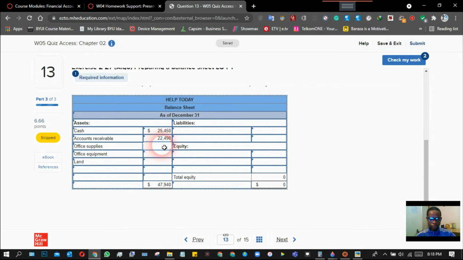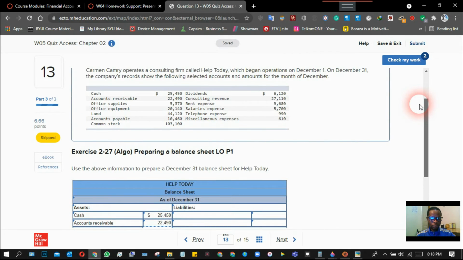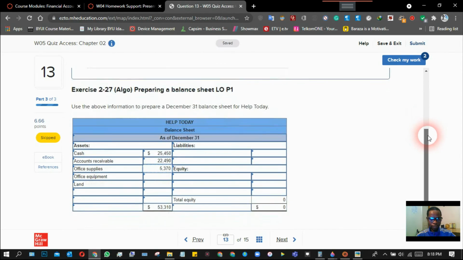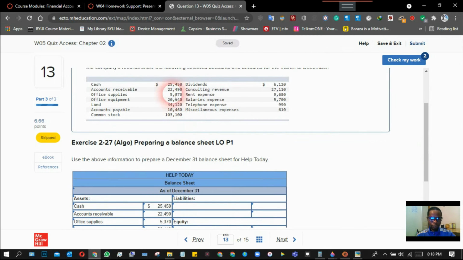Office supplies was 5,370. Then office equipment was 20,140. Land is 44,120. So you have to double check to make sure you've got the correct information from the information you've been given there.